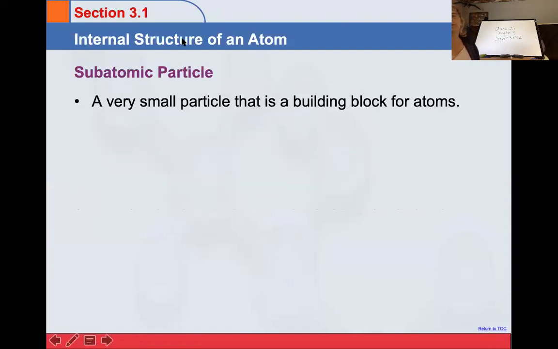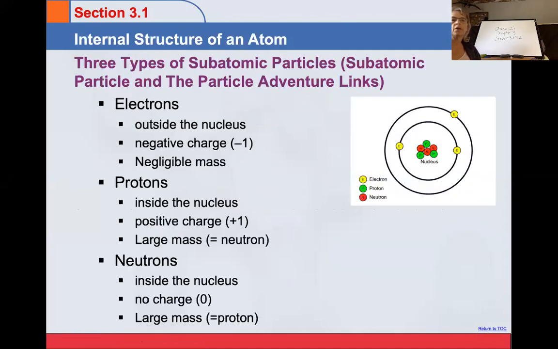So when we talk about internal structure of an atom, what we're talking about is the subatomic particles, the very small particles that are the building blocks for atoms. We're going to talk about three different subatomic particles in this section: electrons, protons, and neutrons, shown in this diagram.